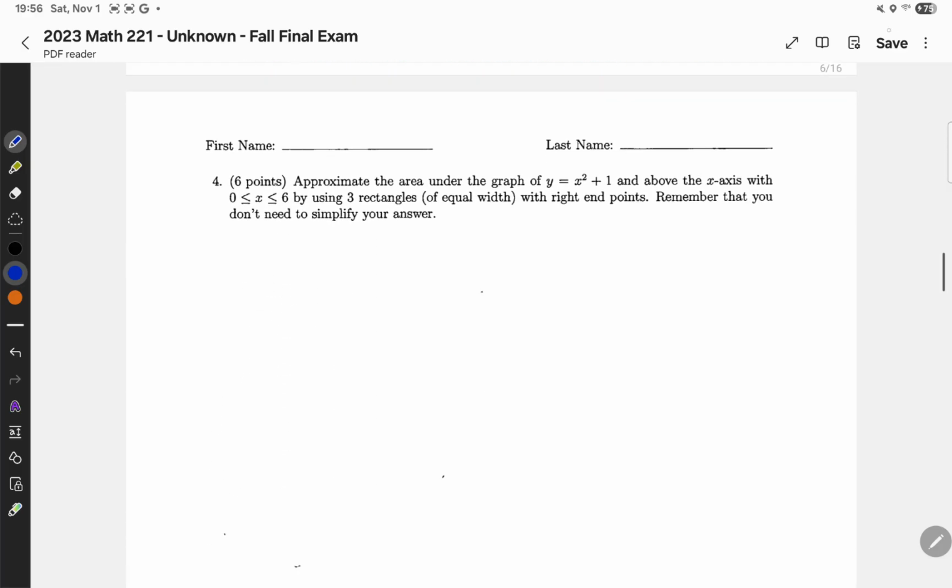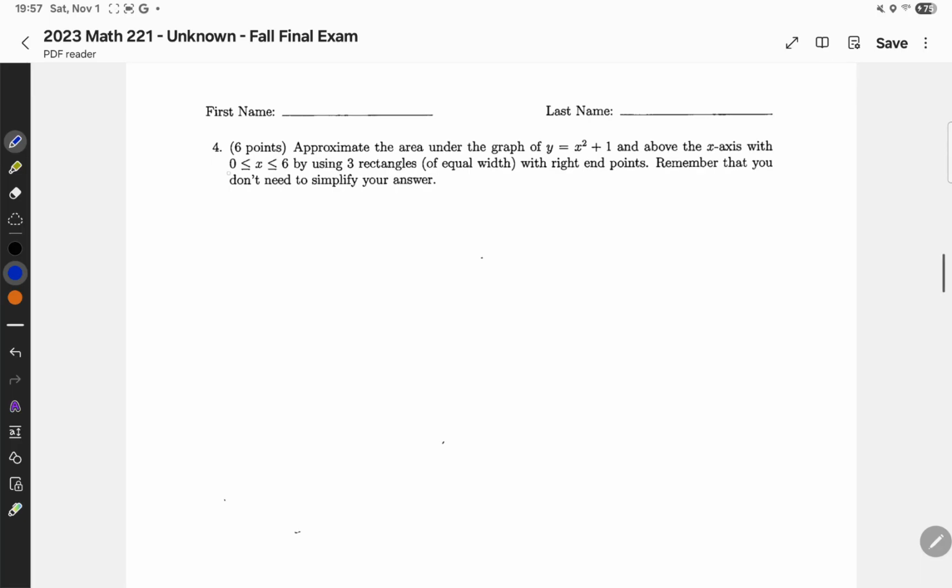All right, moving on. So for question 4, approximate the area under the graph of y equals x squared plus 1 and above the x-axis with x between 0 and 6 by using 3 rectangles of equal width with right endpoints. So right endpoints.